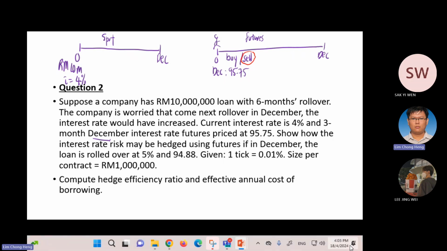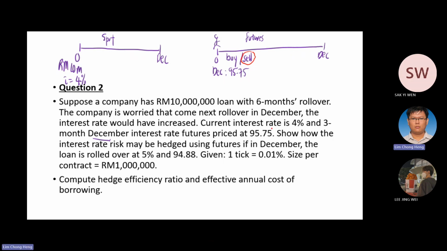Okay, if you really forgot, finance has just one rule. The rule for making a profit is buy low, sell high. So until here, you cannot make a decision. Don't worry. You continue to read the question.